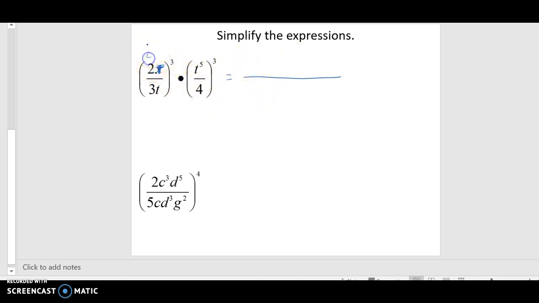So 2 to the third, right? 2 to the third, you got to remember, is 2 times 2 times 2, which is 8. That's going to be t to the third over 3 to the third, so this to the third power is 27. And then that's going to be t to the third times, when I do this, it's going to be t to the 5 times 3, which gives you t to the 15th, over 4 to the third, which is 64.